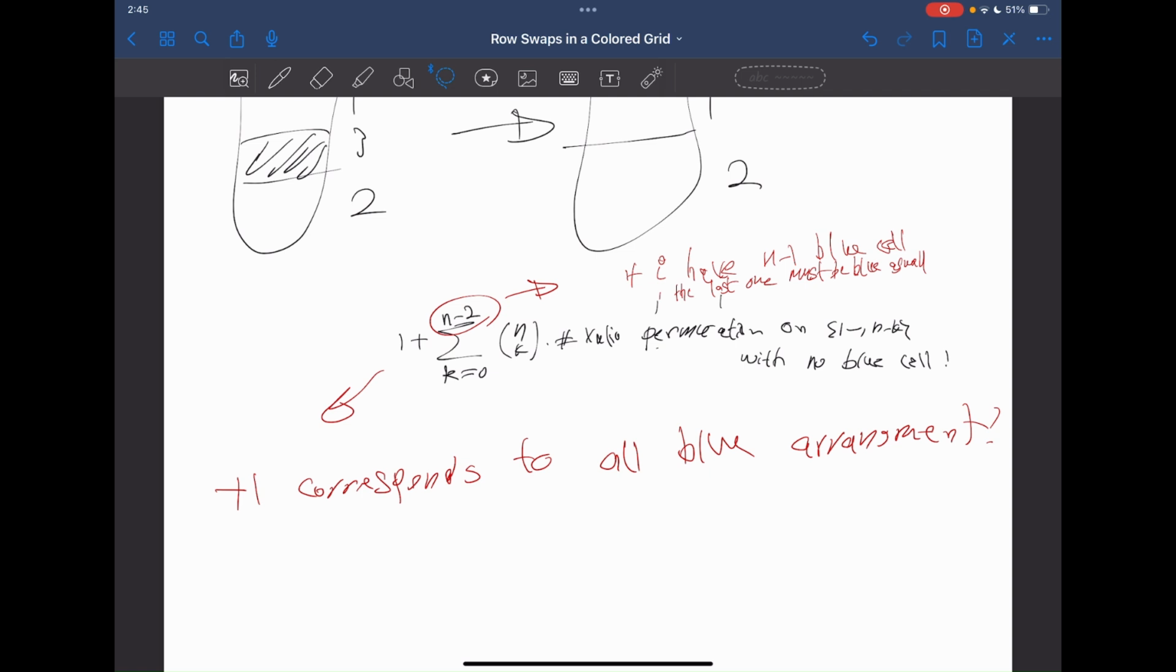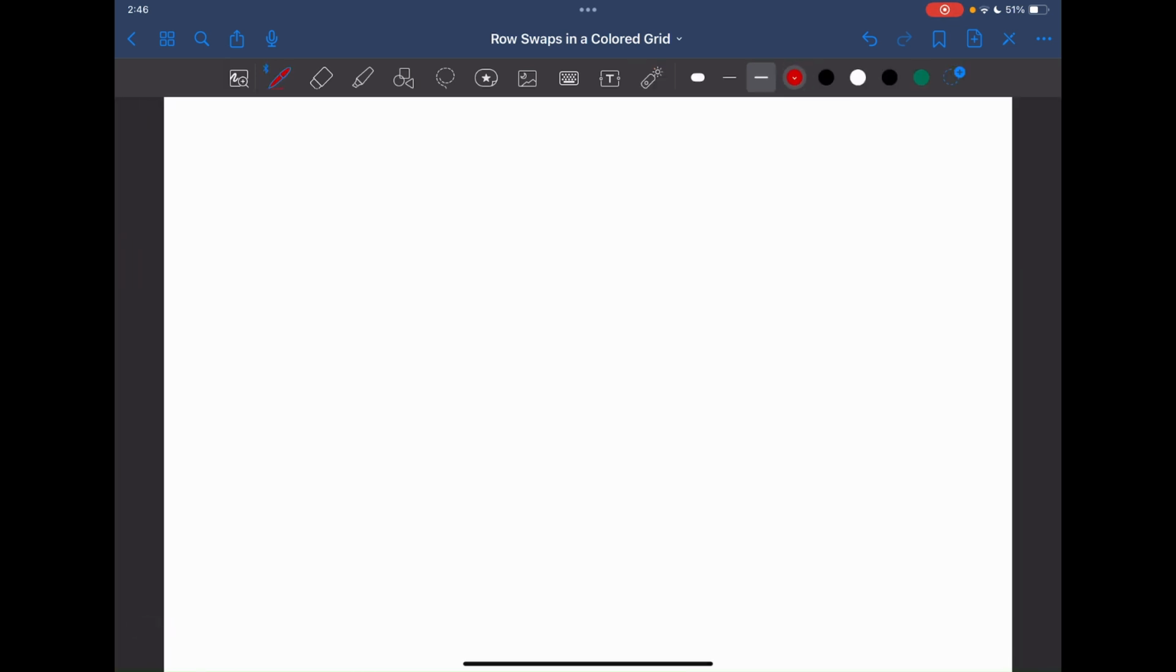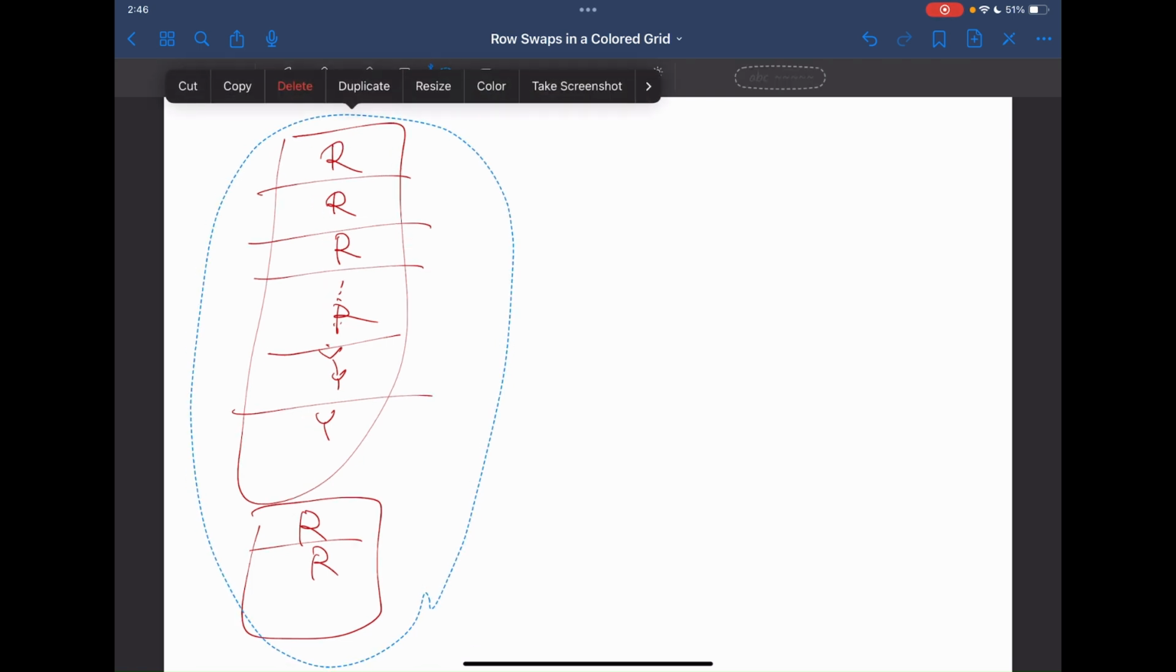So there you go. Now I need to count the number of valid permutations on the set 1 to n minus k with no blue cell, and I also need to show that all of these valid permutations are attainable by way of some permutation. To see that, let's consider a valid permutation starting with R. So I have R till I get to some Y, and then I repeat this, right? Notice that there are no blue cells, so I just have R and Y.